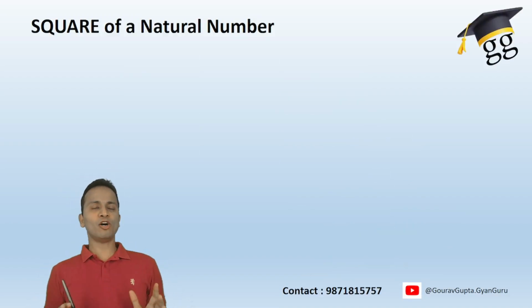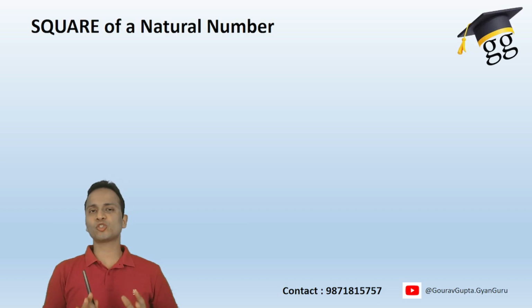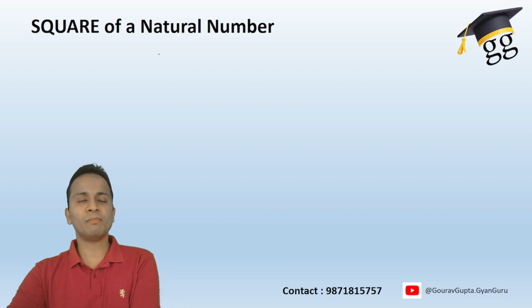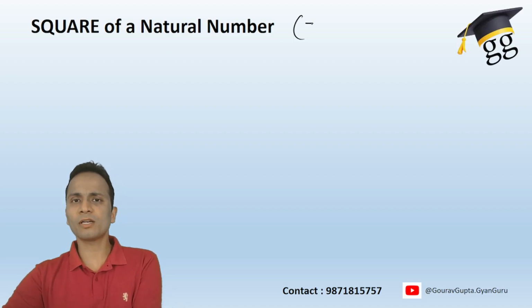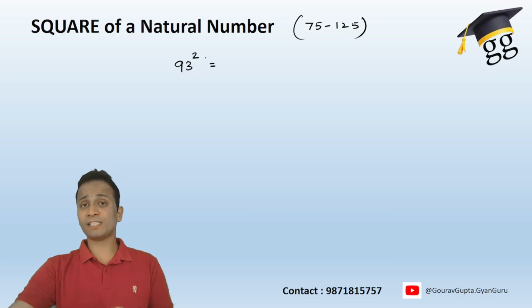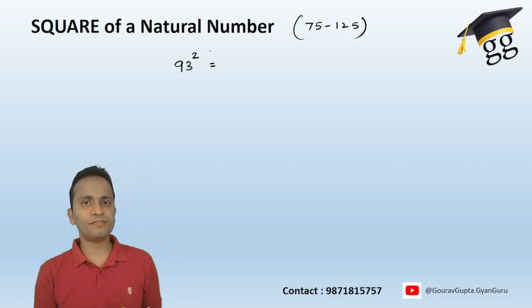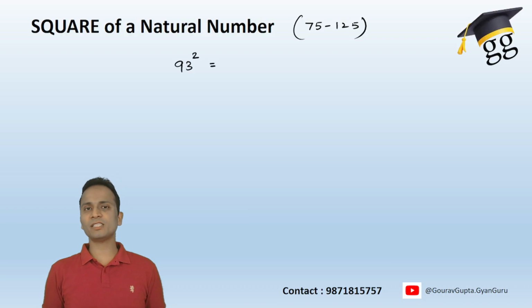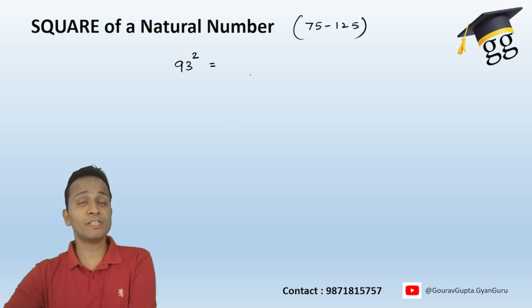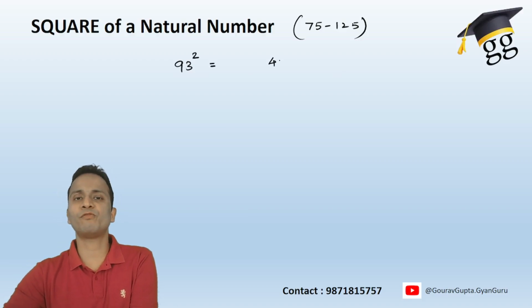ठीक है? So by now you would have remembered the squares of first 25 numbers. Okay, so let's look at what will happen for the numbers above 75 or numbers starting from 75 up till 125. Okay? So let's say we have to calculate the square of 93. As a first step, earlier we were taking the difference from 50. To make things easier for us, take the difference from 100. Okay? So difference of 93 from 100. So difference is 7. The square of 7 is 49.